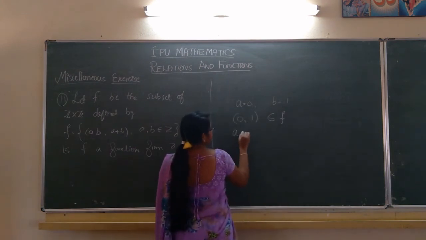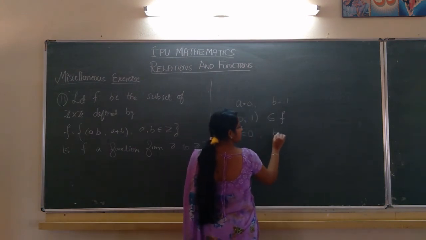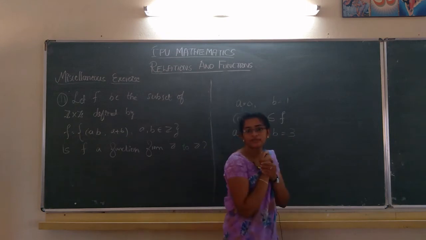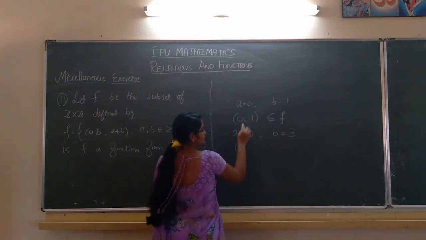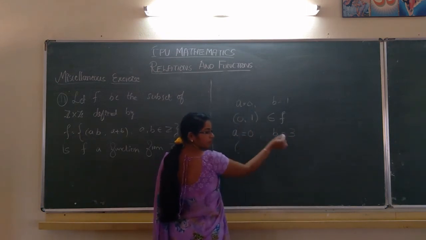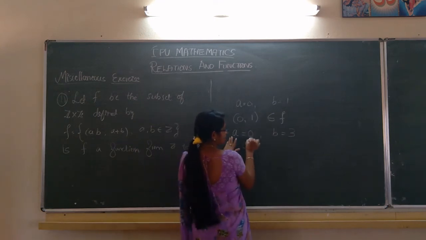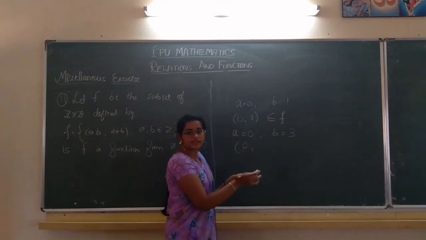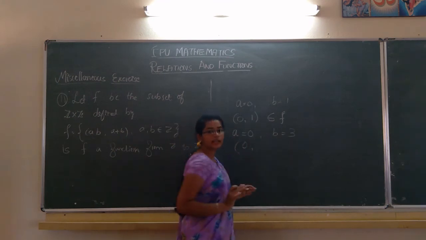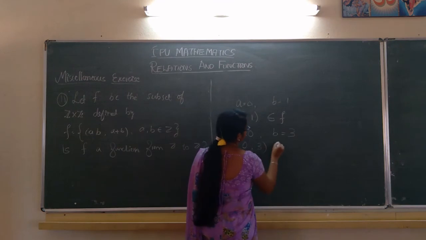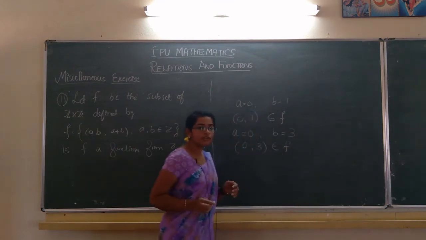Similarly, if I take A equal to 0 and B equal to 3, what happens? See, the first element is A into B, that is 0 into 3, that is 0. What is the second element? The second element is A plus B, so 0 plus 3, that is 3. This also belongs to F.